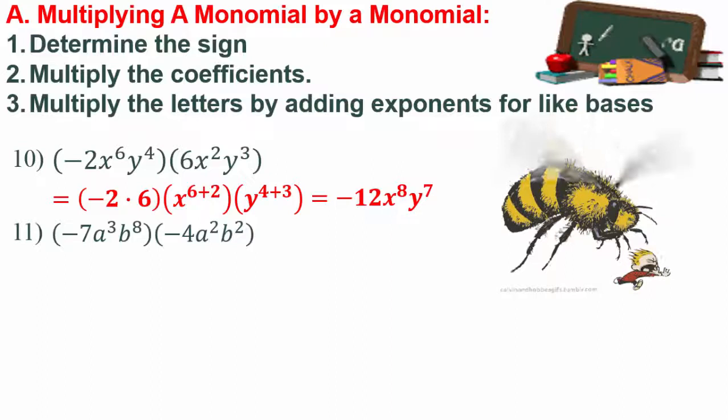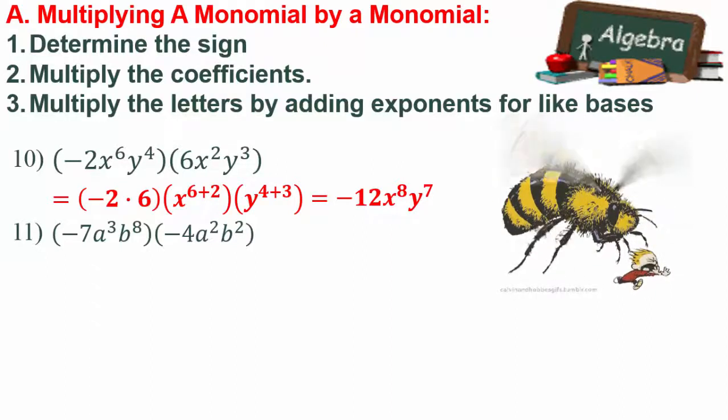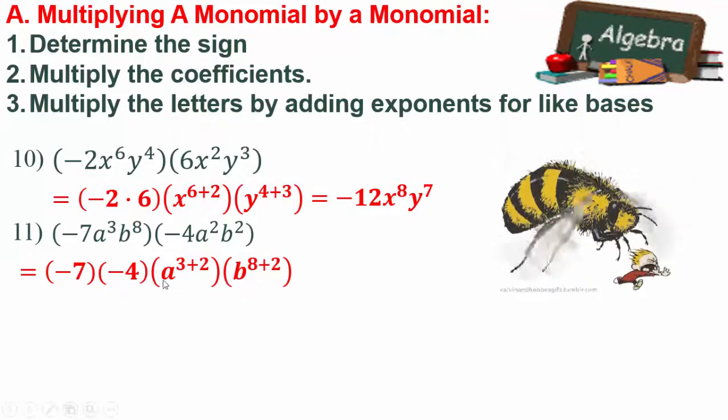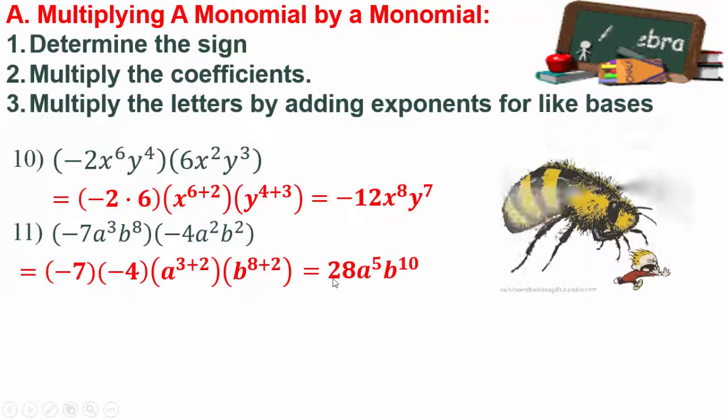In reviewing what we just did on the whiteboard in number 11, here we have our coefficients. And remember that a negative times a negative is equal to positive. Here I have my a's, so I added up my exponents, and my b's, and I added up my exponents. So I got positive 28, and of course 3 plus 2 is 5, and 8 plus 2 is 10 for the b's power.